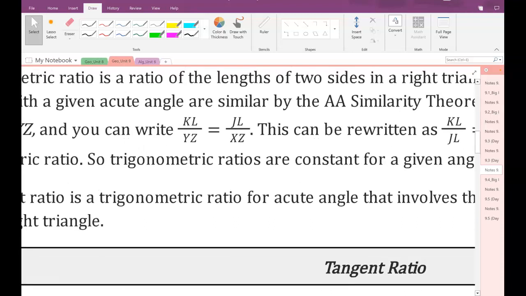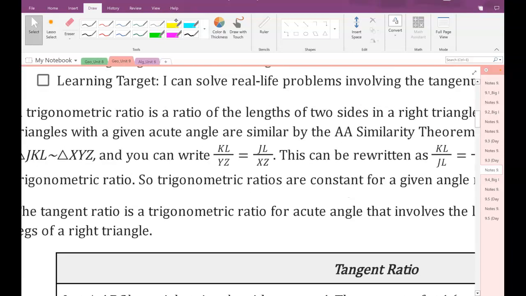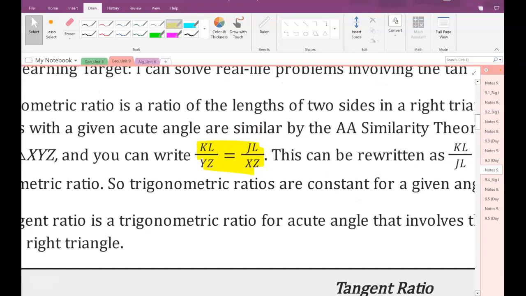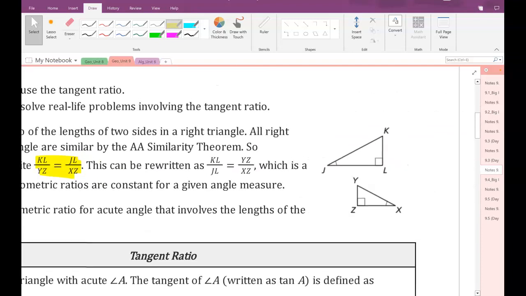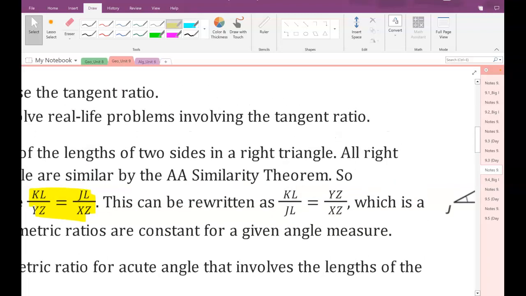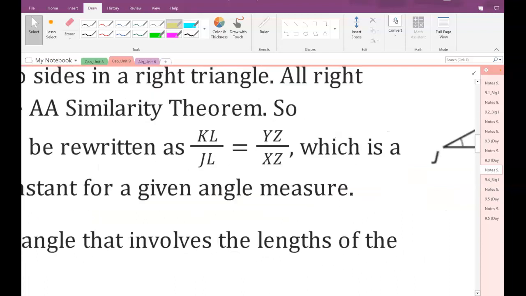And if they're similar, what we've been doing is writing proportionality statements where KL over YZ is equal to JL over XZ. This leg, KL, is proportional to this leg, YZ, and our base leg, JL, is proportional to our other leg. So if we can write it as this proportionality statement, we can rewrite it as this.